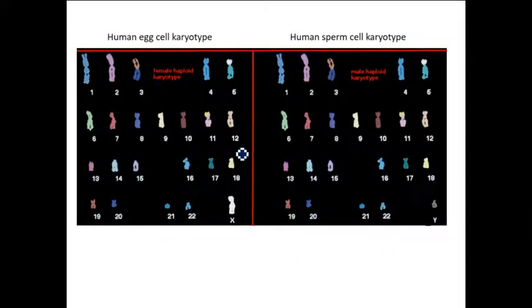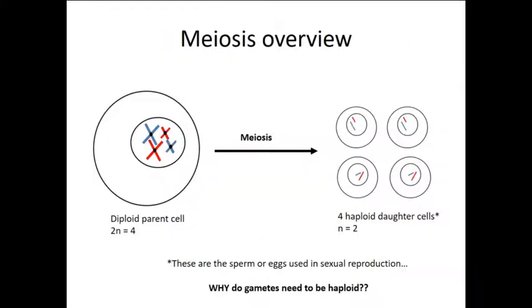So here's a karyotype for an egg cell. Here you can more clearly see that each chromosome consists of 2 sister chromatids, and then you only have 1 of each type of chromosome, and the egg is carrying an X chromosome. Here's one for a sperm, same thing, except it's carrying a Y. Human sperm cells could actually carry an X or a Y. There's a 50-50 chance. And we'll talk more about that in genetics.